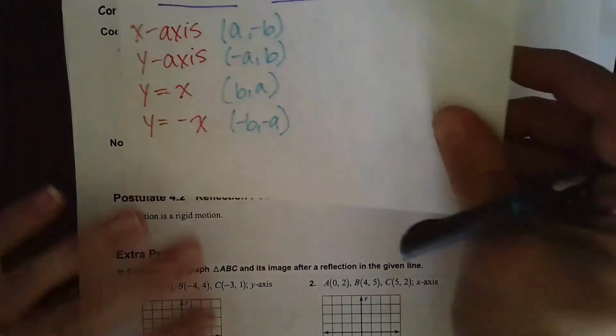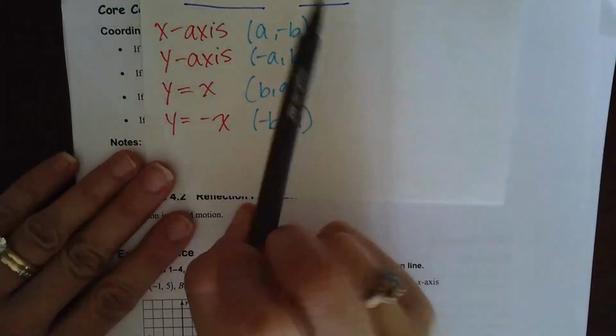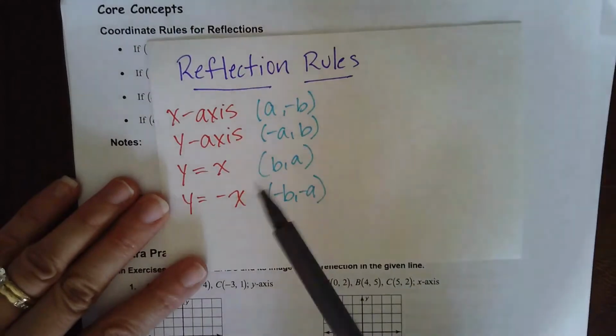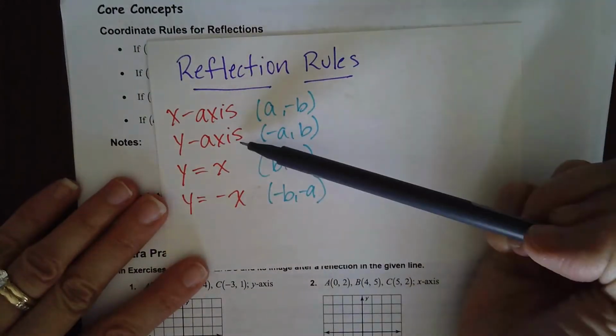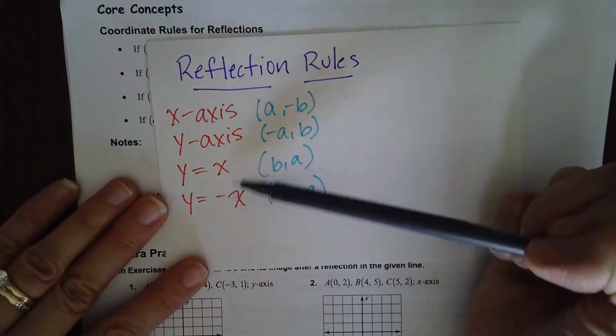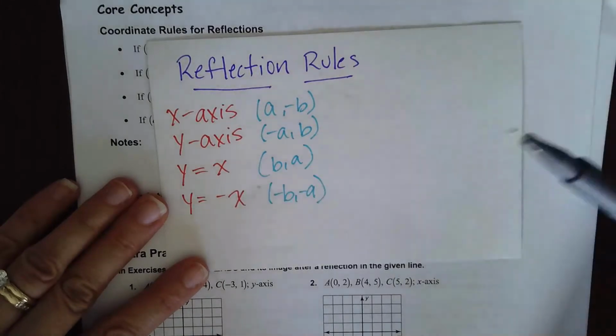So what I did is I just wrote on a note card, and I wrote reflection rules. And so I'm going to show you how to reflect over an x-axis, a y-axis, and then 2 diagonals. So y equals x and y equals negative x.